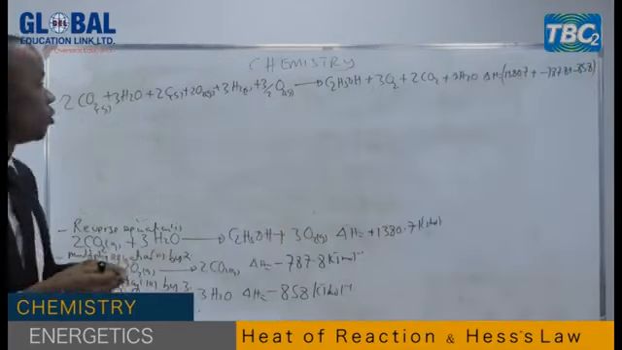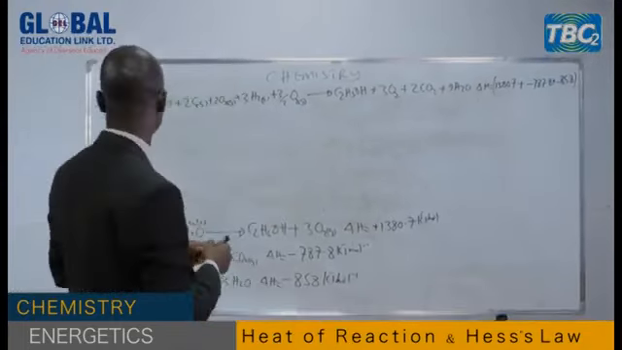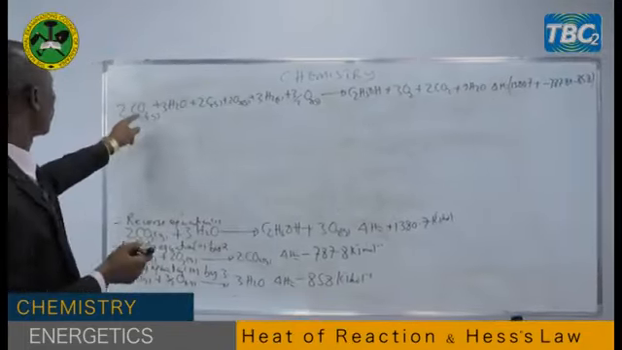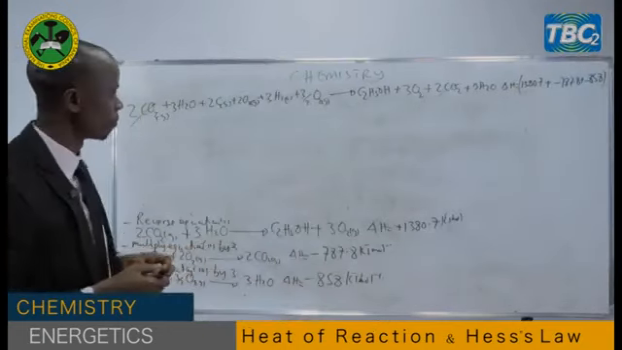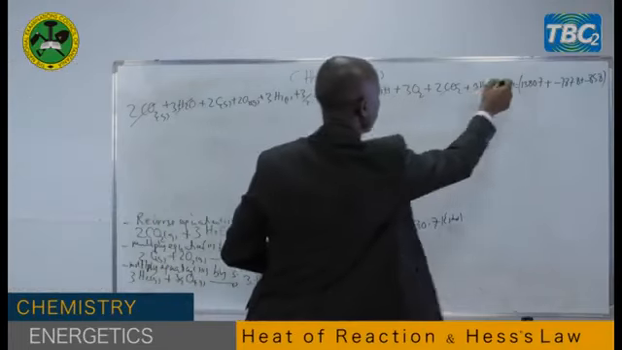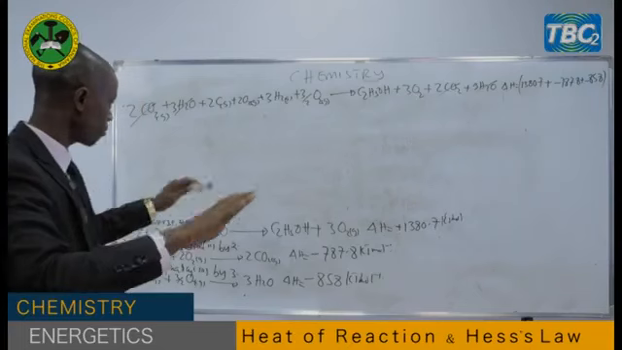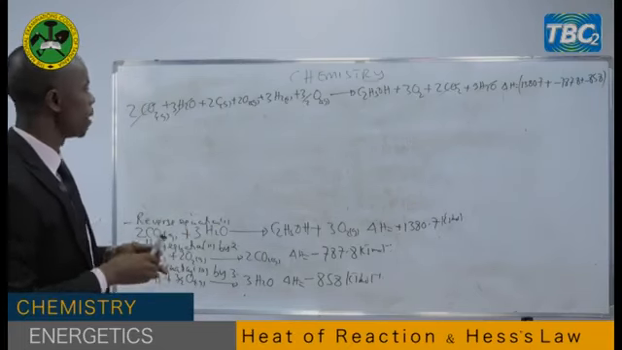Now, from there, you cancel out those compounds which are present on both sides. Are we together, my dear students? So let's see. Here we have 2 carbon dioxide and 2 carbon dioxide will go. Another thing, we have 3 molecules of water, and 3 molecules of water will also be cancelled.